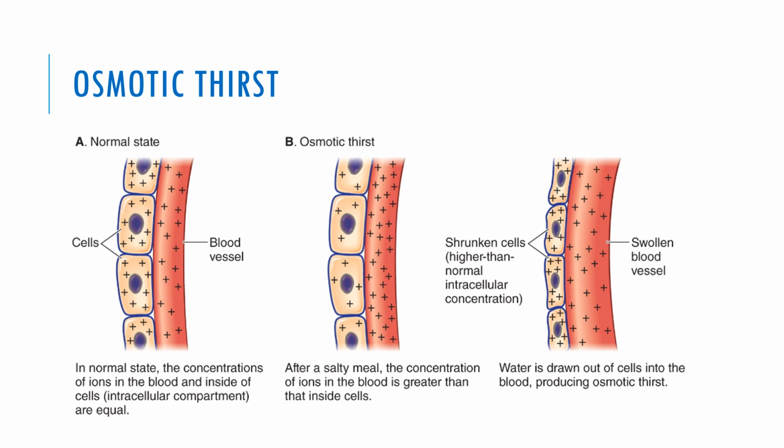Osmotic thirst. Osmotic thirst is the type of thirst which arises because of high consumption of salty items. Now, in the normal state, the concentration of the salt ions inside the blood and inside the cell are equal. Whereas after a salty meal, the concentration of ions in the blood is much more as compared to that of the cells. So because of which what will happen? Water will be drawn out of the cell into the blood, and this will produce an osmotic thirst. So the blood vessel will get swollen and the cells in the body will get shrunken.